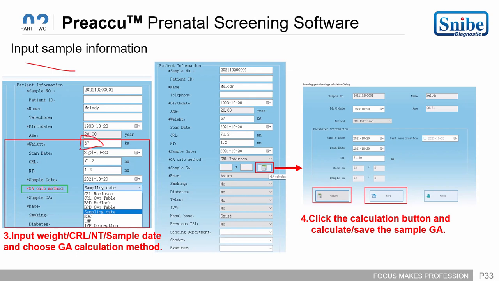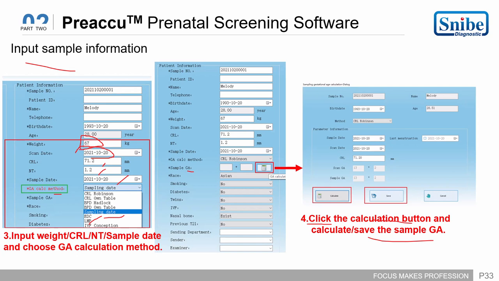Okay, so you have to put the scan date, the CRL, antidates, and sample dates, along with the gestational calculation method, either through the LMP or through the sampling date, and you have to go to the gestational week calculation from here. Once you have calculated the gestational weeks, then you have to calculate and then save. Once you have saved, you have to click the calculation button and then you have to save the gestational week.